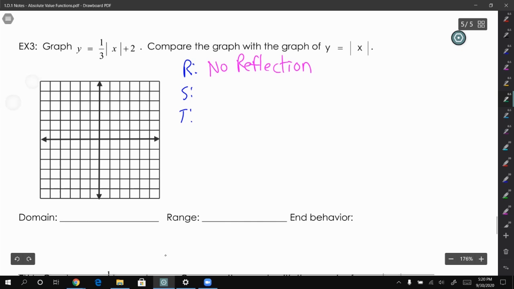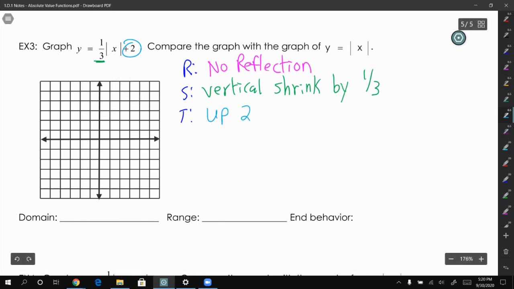Then shrink or stretch. This is a 1/3, so it's a vertical shrink by 1/3. And the translation, since this 2 is outside the absolute value at the very end, we are translated up 2. So that means our vertex is 0, 2.